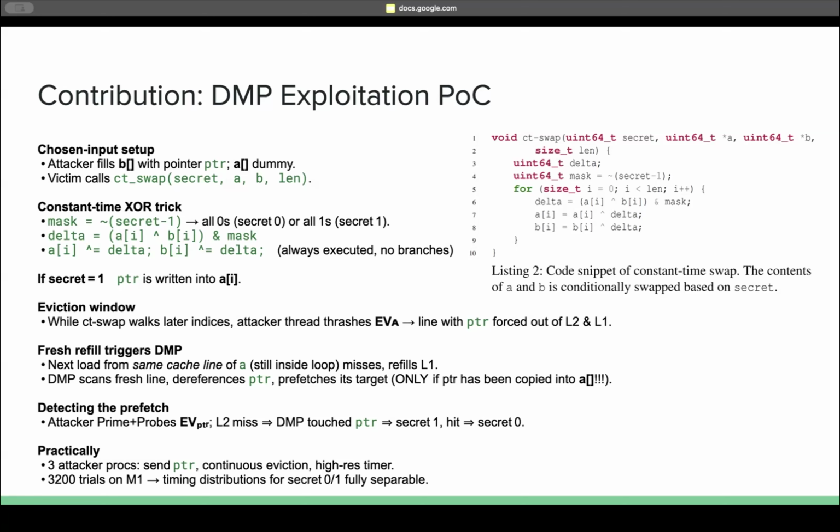So the attack works like this. The attacker fills the B array that they pass with a pointer address that they know ahead of time, right? And they fill the A array with a bunch of dummy data. And so they pass this to the victim, and the victim eventually will run this CT swap using this A and B. Normally, this swap is actually constant time because they use this XOR trick where it doesn't matter if you're swapping or not. It'll still run the same number of instructions and it'll take the same amount of time. But if the secret is 1, then obviously all the data in A and B are swapped.